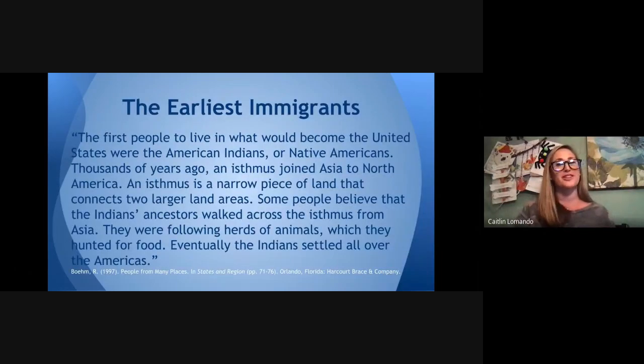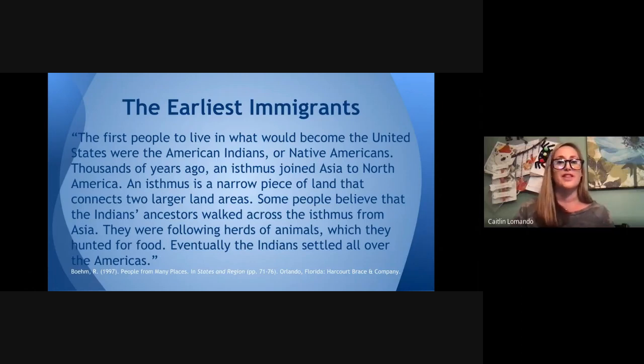So let's talk about the earliest immigrants. The first people to live in what would become the United States were the American Indians or Native Americans. Thousands of years ago, an isthmus joined Asia to North America. So there was a land bridge, a narrow strip of land, just as we saw. An isthmus is a narrow piece of land that connects two larger land areas.